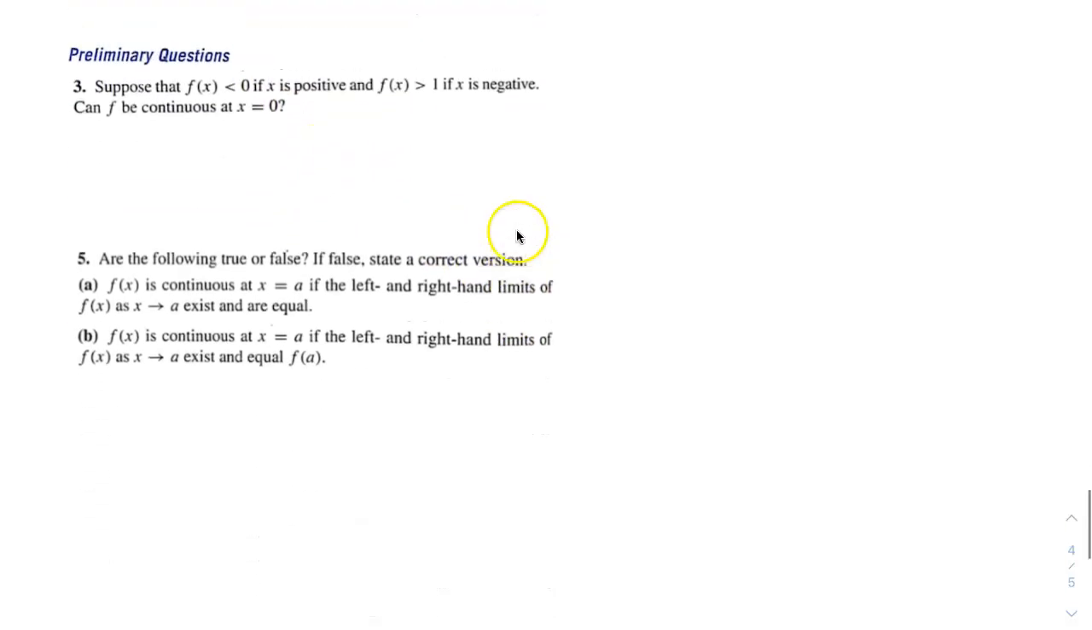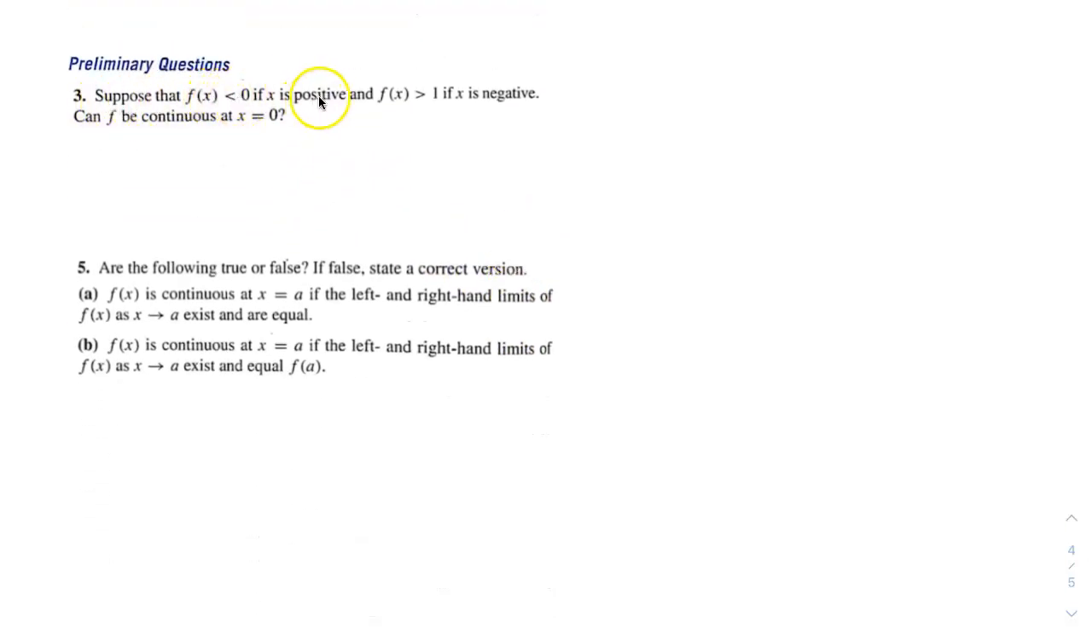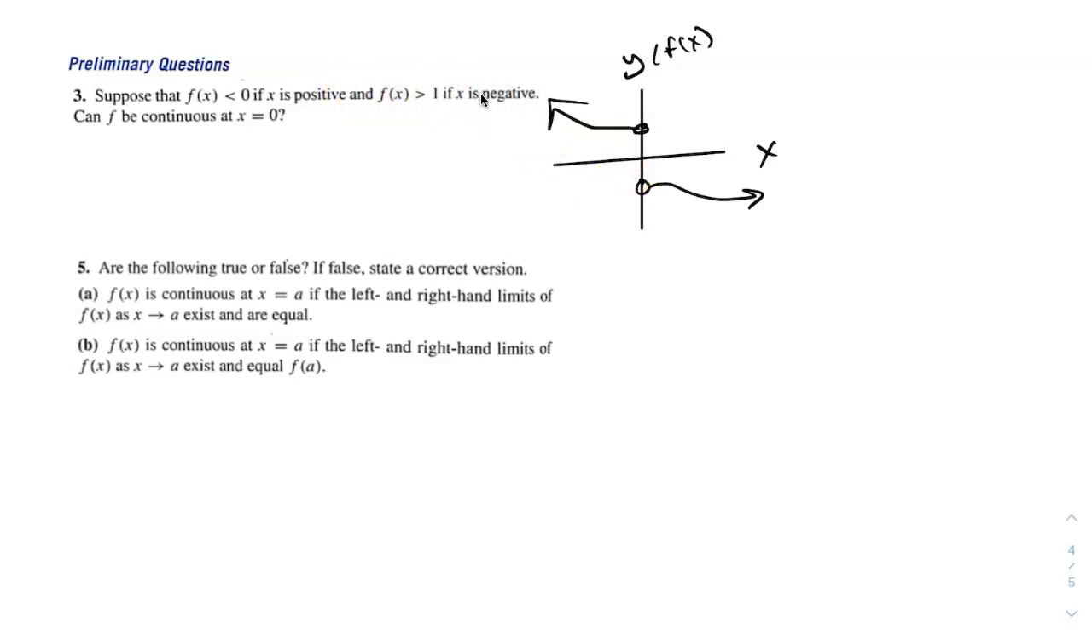Okay, last 3 questions. Suppose f of x is less than 0 if x is positive. So that's saying, here's x, here's y, or f of x. They're saying if x is positive on this side, my function is negative. So something like this. And f of x is greater than 1 if x is negative. So when we're negative, f of x is greater than 1. So something like that. Can f be continuous at x equals 0?